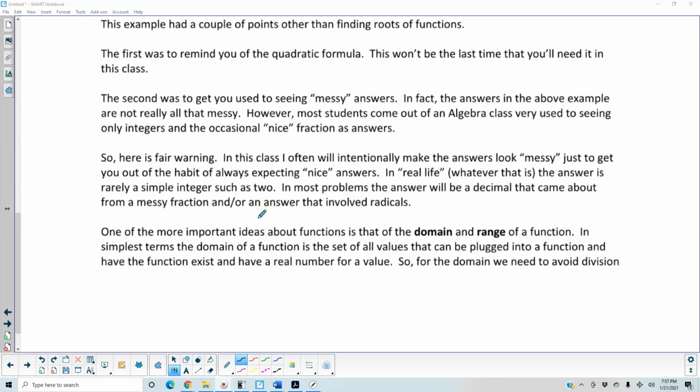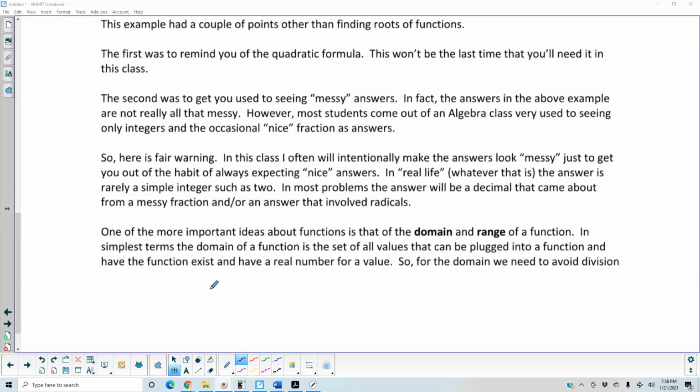In this class, I often will intentionally make the answers look messy just to get you out of the habit of always expecting nice answers. In real life, whatever it is, the answer is rarely a simple integer such as 2. In most problems, the answer will be a decimal that came about from a messy fraction and/or an answer that involved radicals. One of the more important ideas about functions is that of the domain and range of a function.